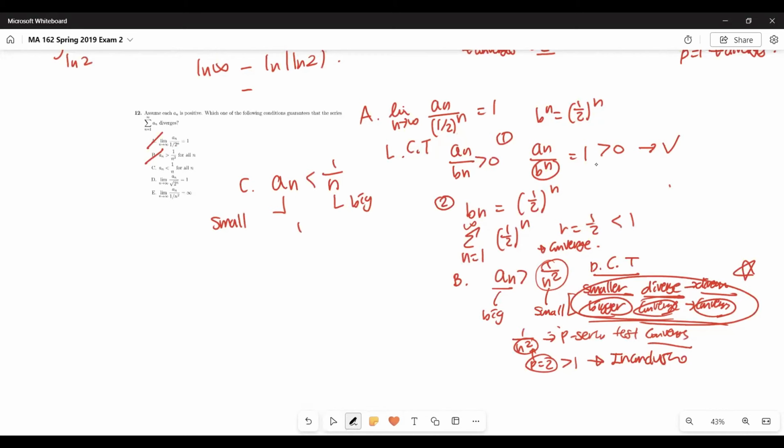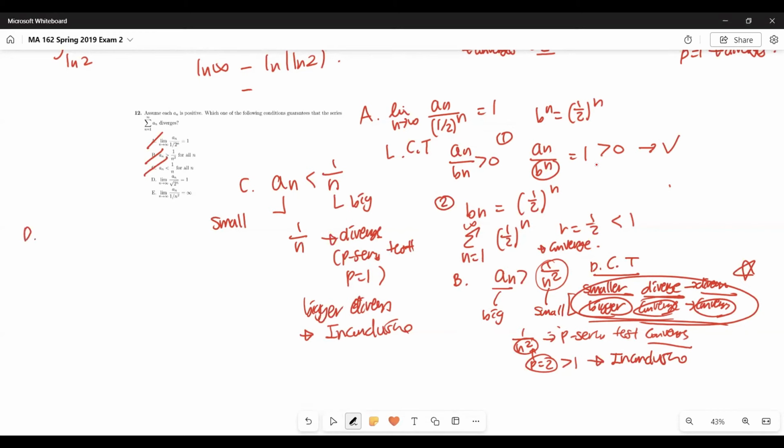And 1 over n, if you look at it, is going to be diverging by the p-series test, because the p value is equal to 1. If the p value is less than or equal to 1, then it's going to be diverging. So since our bigger value diverges, it doesn't tell you anything about the smaller value. So for C, the direct comparison test conclusion will be inconclusive because it doesn't tell you anything about it. So C is not right.